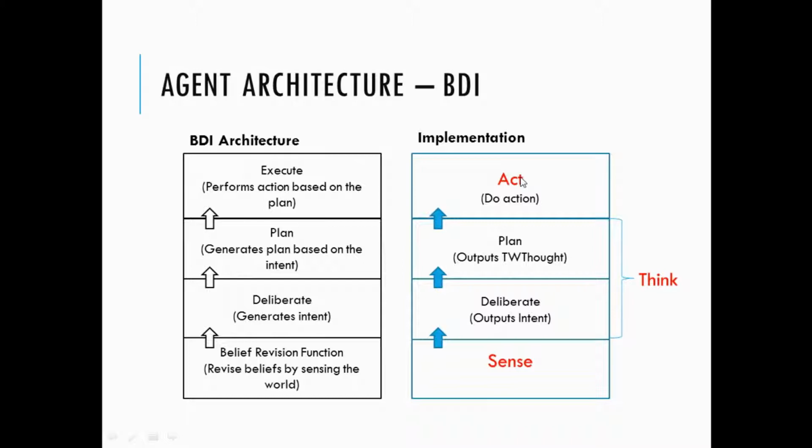The implementation of the BDI agent is split into 3 main parts. First, it senses the world and updates its belief. Next, the think portion where the deliberation and planning takes place. The deliberation outputs an intent and the planning outputs a TW thought according to the intent. The TW thought contains an action and direction. Lastly, the act function performs the action and direction accordingly.